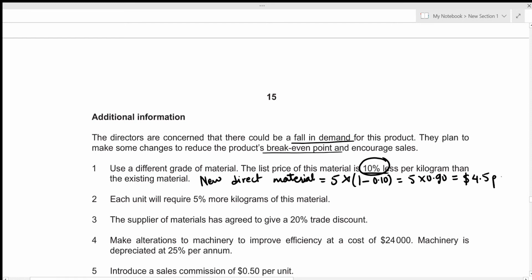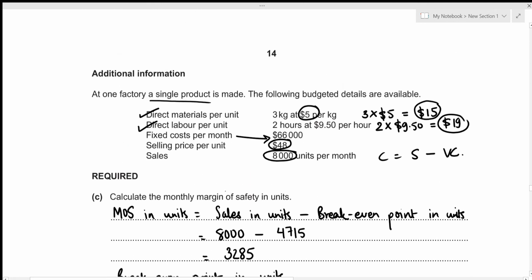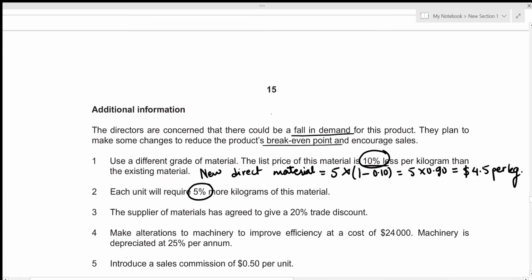So that's per kg. Okay, then the second change is that each unit will require 5% more kilograms of this material. Alright, previously the direct materials required per unit was 3 kg. So now we need to increase it by 5%. Let's do that. So the increment is just going to be 3 times 1 plus 0.05. So that's just going to be 3 times 1.05. This gives our new kilograms required per unit to be 3.15.